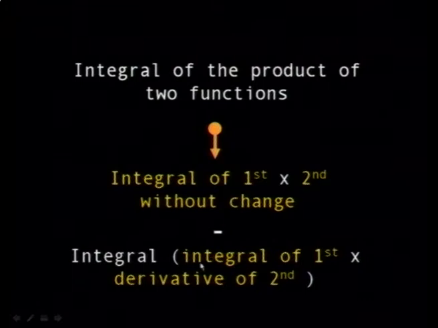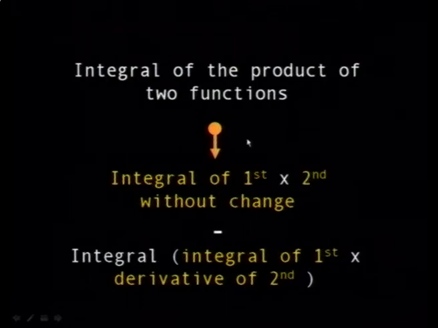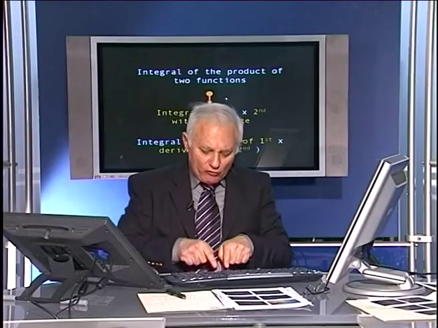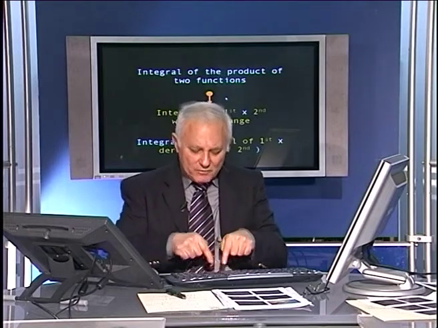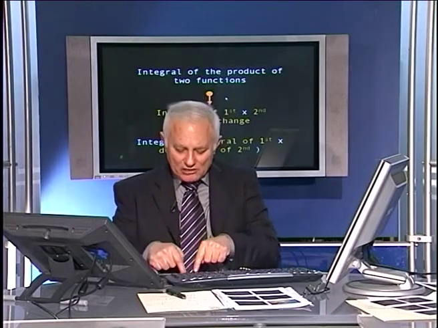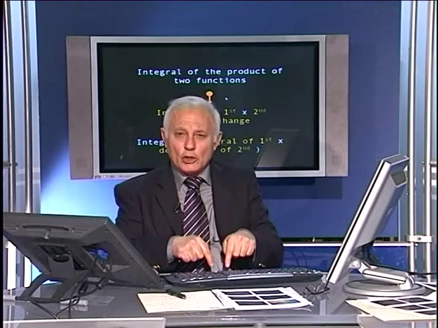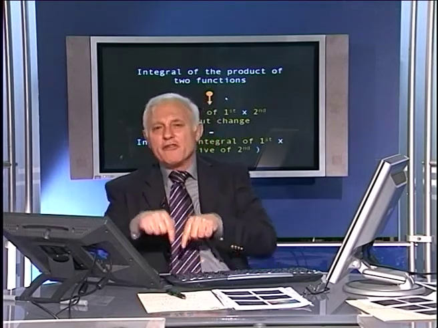Minus again the integral of the first one, whereas the second one you differentiate. So the rule is the following. The integral of the product of two functions is equal to the integral of one times the other one without change, minus the integral again of the first one times the derivative of the second one. And we shall see how to apply it easily.